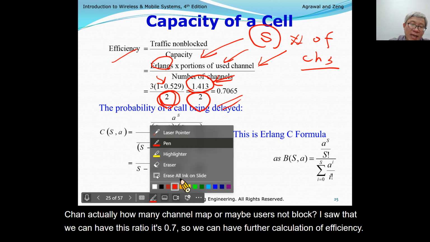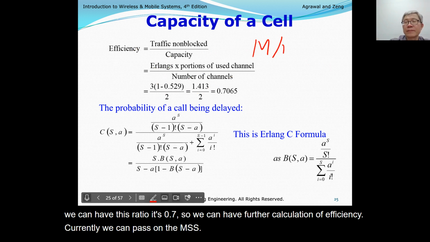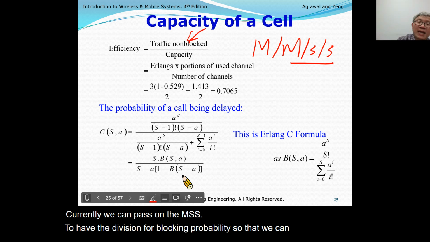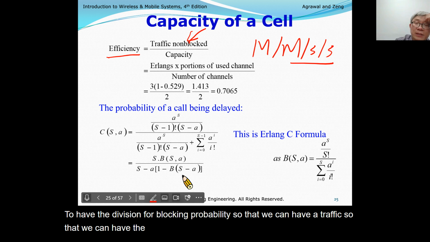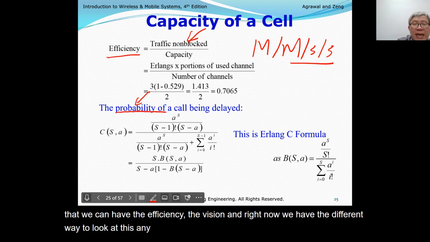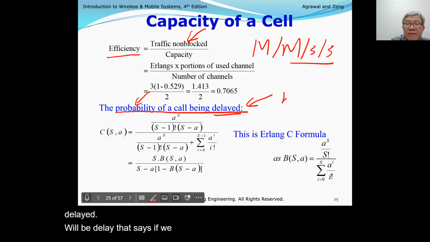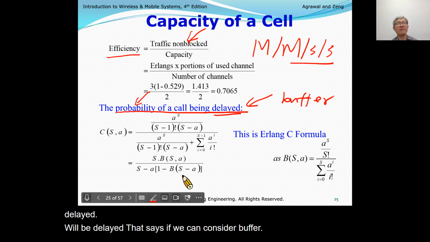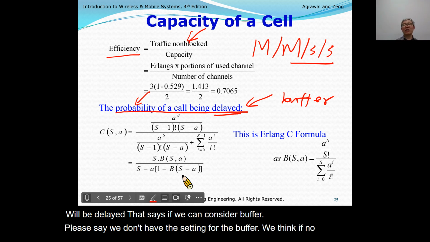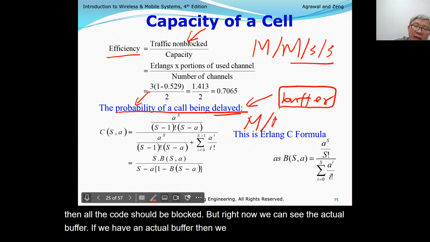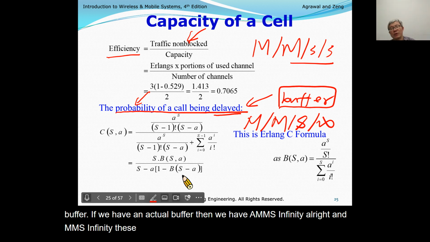Well, currently we can pass on the M/M/S/S. To have the derivation for blocking probability, so that we can have traffic not blocked, and so that we can have the efficiency derivation. And right now we have a different way to look at this. Any possible probability that a code will be delayed. Will be delayed, that says if we can consider a buffer. Previously, we didn't have the setting for the buffer. We think if no channel, then all the codes should be blocked. But right now, we consider an actual buffer. If we have an actual buffer, then we have M/M/S/infinity.